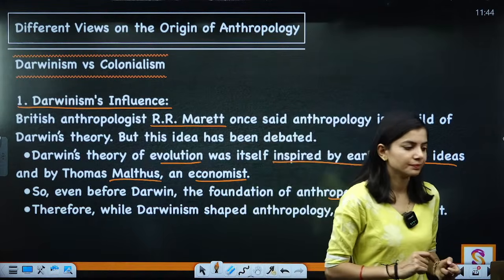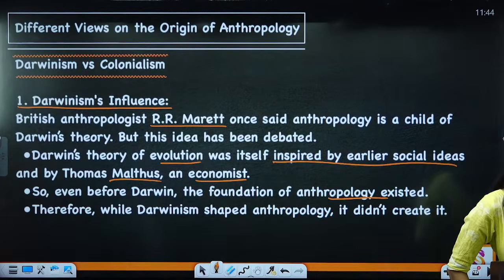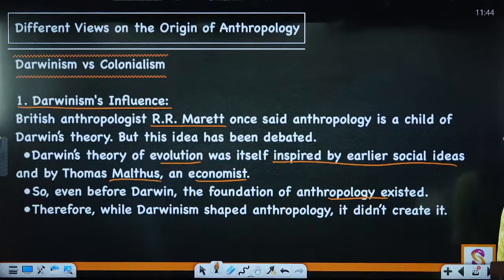Okay, so you just write down the heading: Different views on the origin of anthropology. Mention there Darwinism and colonialism. Then write down Darwinism influence. For the Darwinism influence, then mention British anthropologist R.R. Merritt.